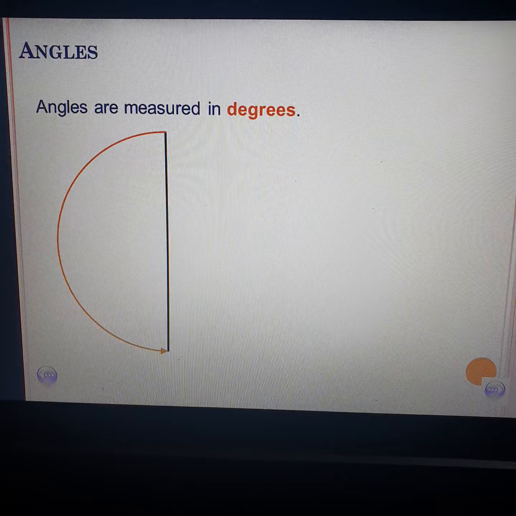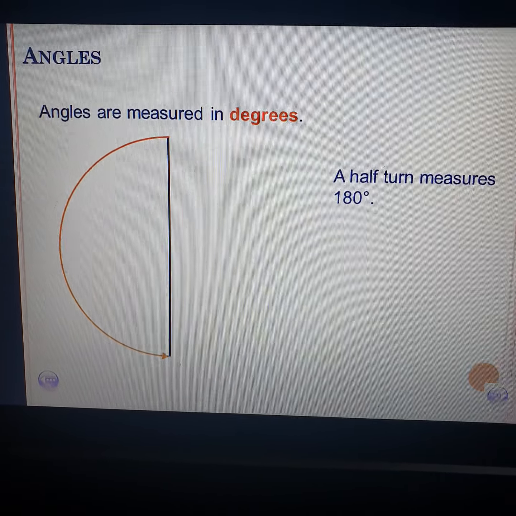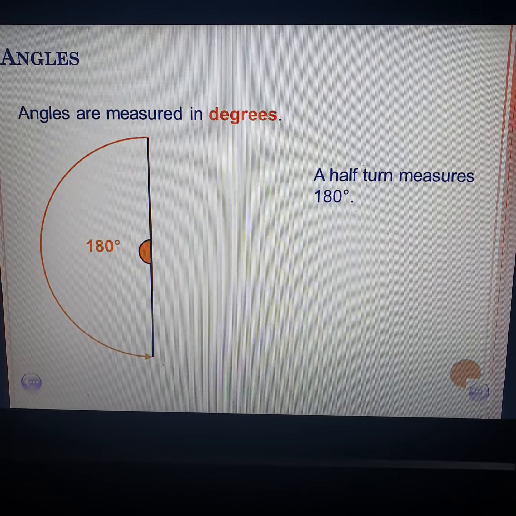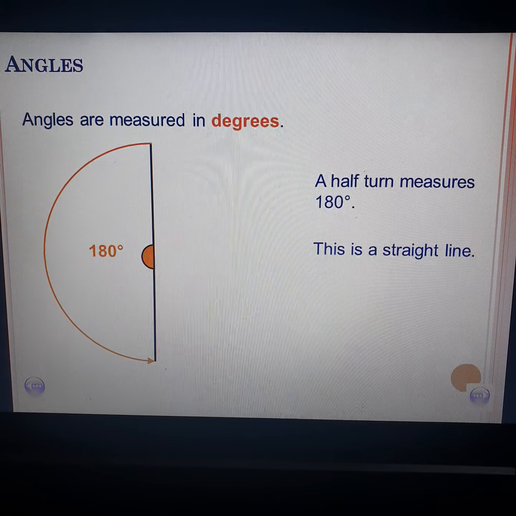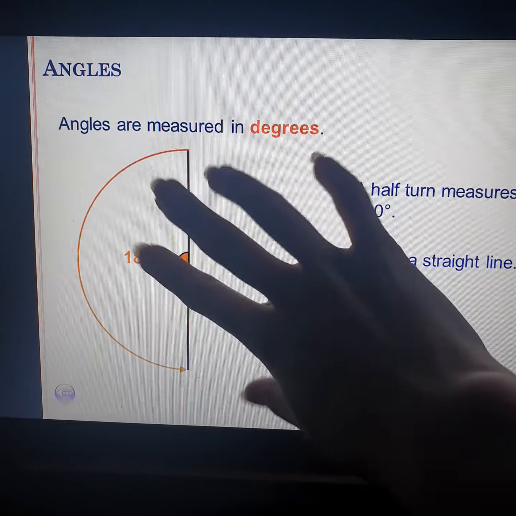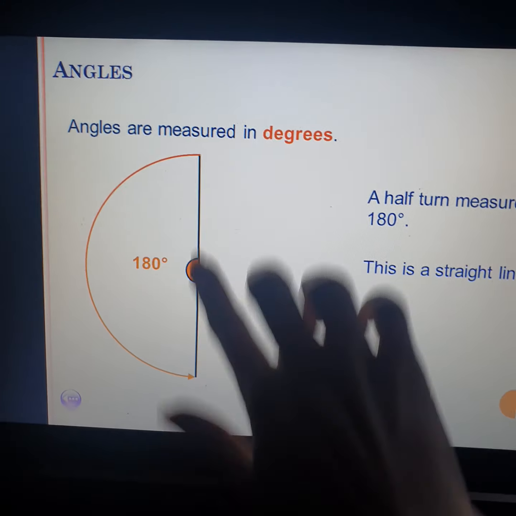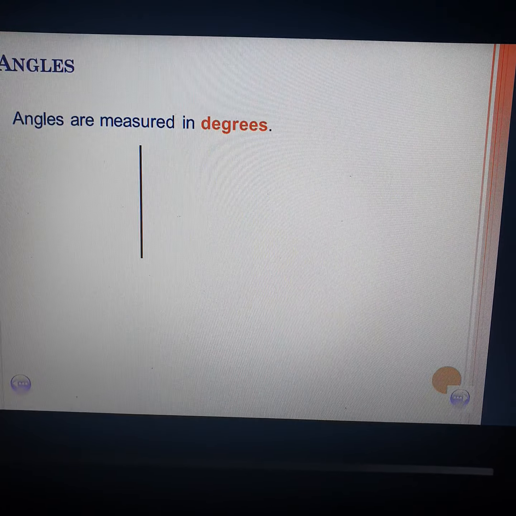Second angle to take down. Angles are measured in degrees, and what we have here is where half the rotation turns measures 180 degrees. Okay. And this is called a straight line. And it is like a straight line. Obviously, if you turned the PowerPoint to the side, this would be a straight line. Okay, 180 degrees or twice 90 degrees.